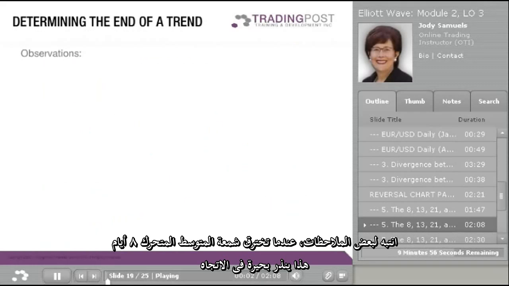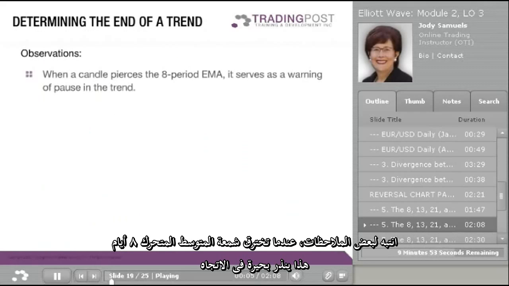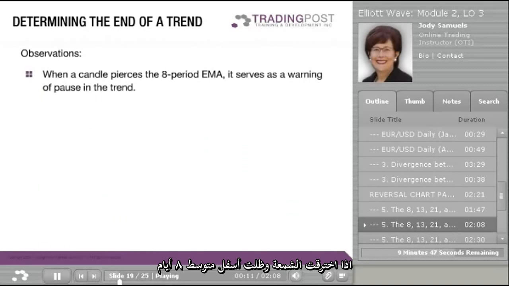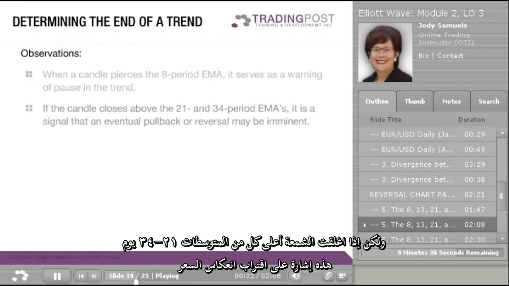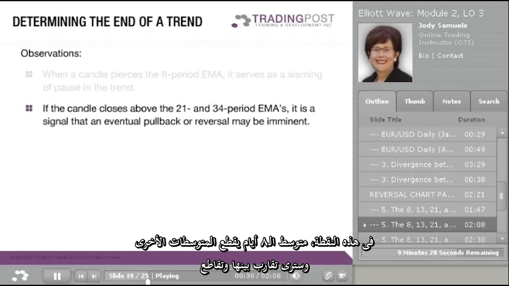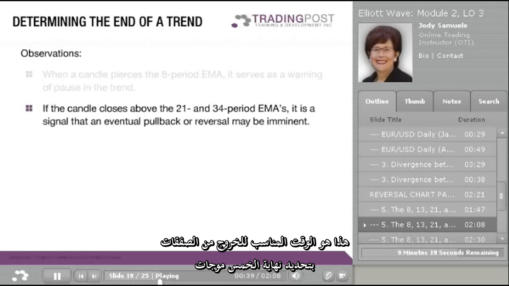Note some observations. When the 8 period EMA is pierced by a candle, it acts as a warning of a hesitation in the trend if the candle pierces but stays below the 8 period EMA. The trend will continue if the close is below all 4 EMAs, but if the close is above the 21 and the 34 period EMA, it's a signal that an eventual pullback or reversal may be imminent. At this point, the 8 period EMA will cross above the other averages and you will see convergence and crossover. This is exactly the time to exit a position, signaling the end of a 5-wave move.